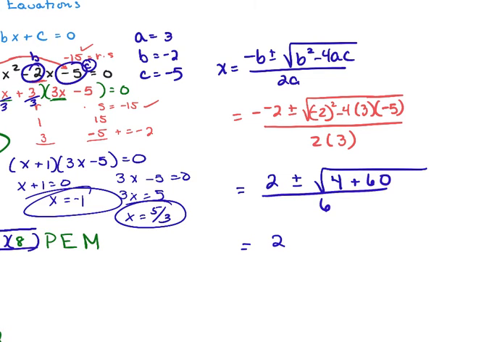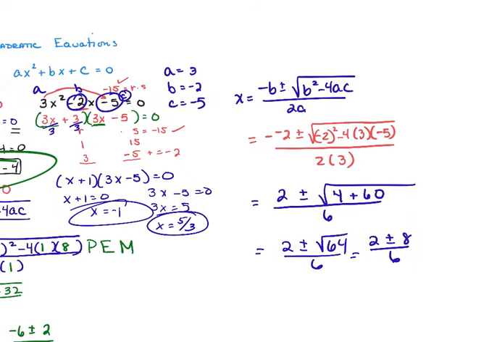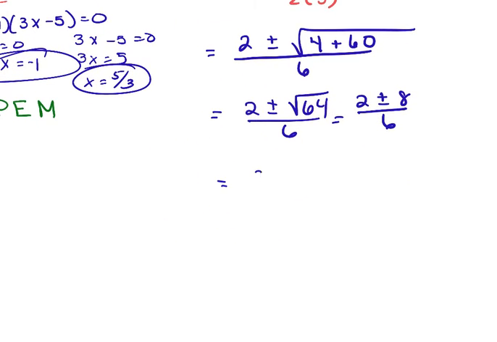Now we can do the addition inside. That's 64. Hey, 64 is a perfect square. That's an 8. And so we've got two answers here. We've got 2 plus 8 divided by 6, and 2 minus 8 divided by 6. 10 over 6, or 5/3.